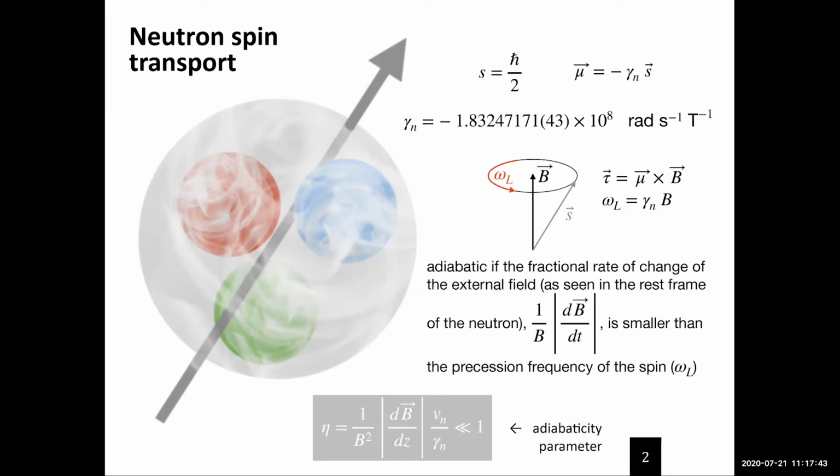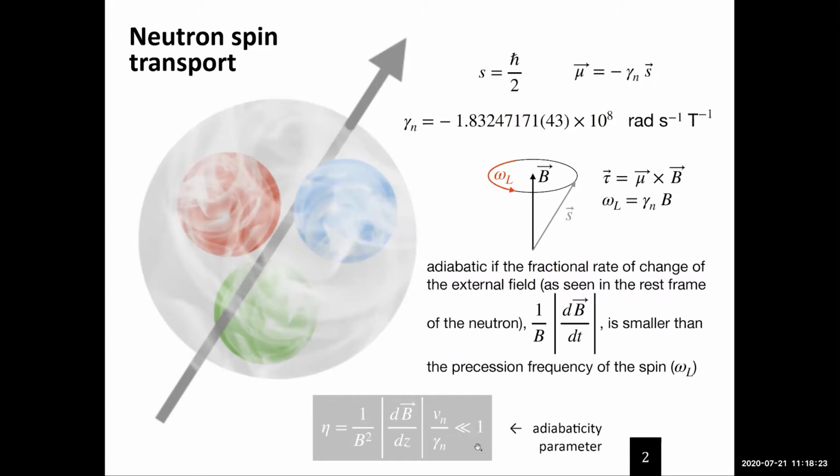When this external magnetic field changes, if it varies in space or in time, we can have an adiabatic process happening to the neutron spin if the fractional rate of change of the external magnetic field, which is given by this, is smaller than the precession frequency of the spin of the neutron about the magnetic field, or the Larmor frequency. This condition can also be expressed in terms of the adiabaticity parameter, which is written here.